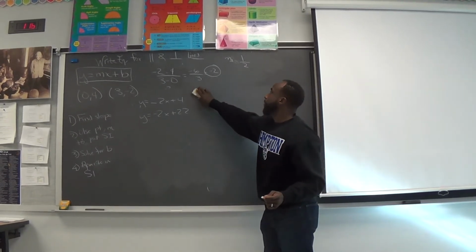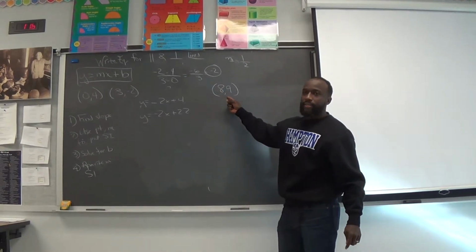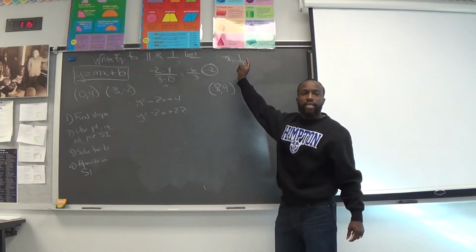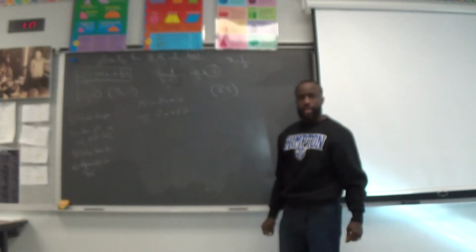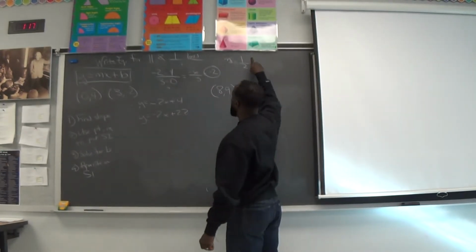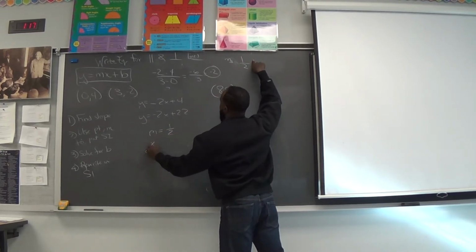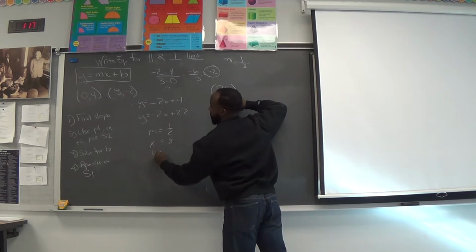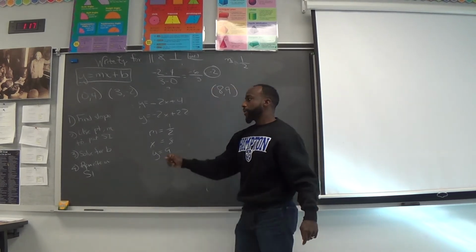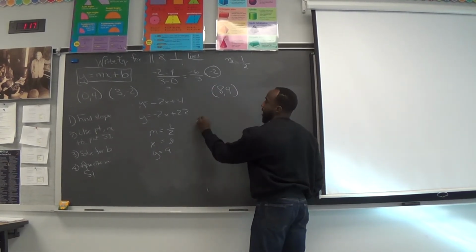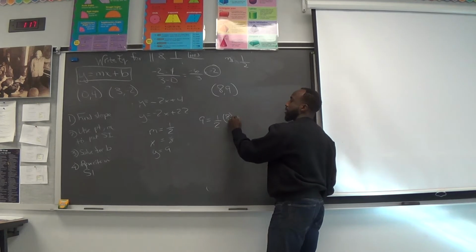Give me a new point. 8, 9. 8, 9 came out the hardest. We're going to find the equation for the line perpendicular to this line, going through this point. We'll do the same thing. Find the slope. The slope for the perpendicular line is the opposite reciprocal, so m is 1/2. X is 8 and y is 9. Number 2, use the point and the slope to put into slope-intercept form. So 9 equals 1/2 times 8 plus b.